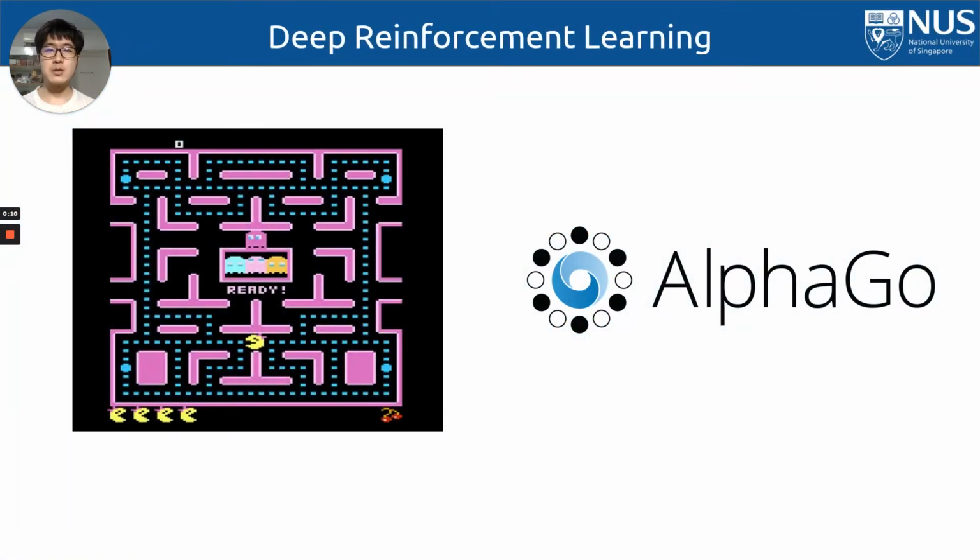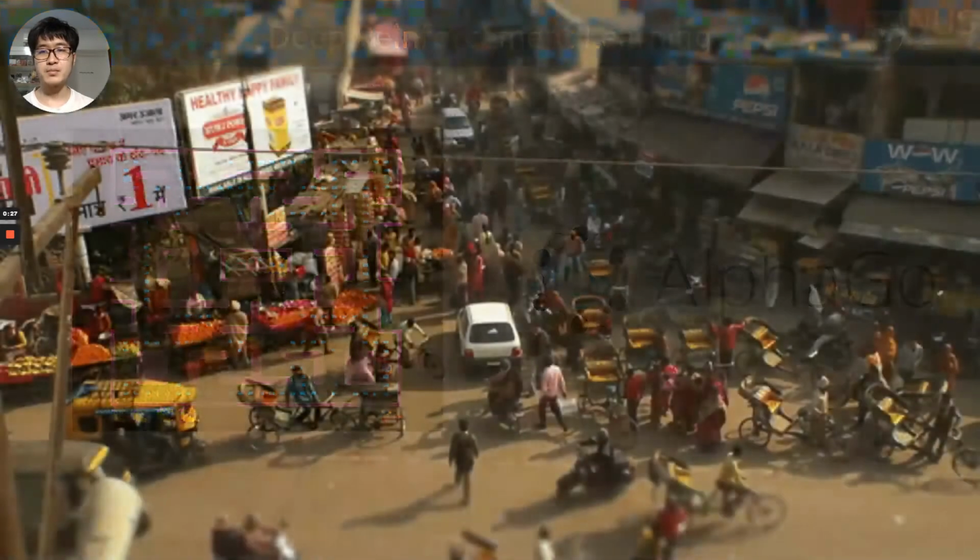Deep reinforcement learning has achieved great success in many tasks, especially in games. For example, it has outperformed human players on classic Atari games and the game of Go. However, these tasks have a relatively simple observation space, and applying RL to real-world scenarios is still difficult.